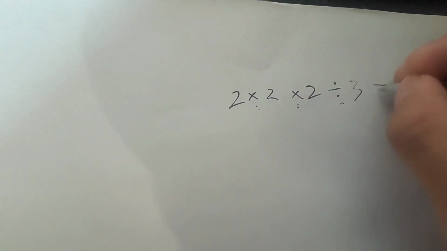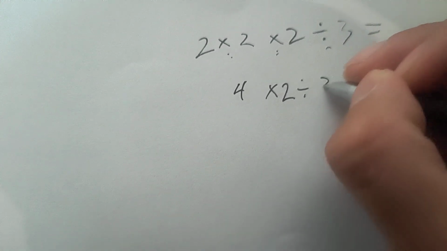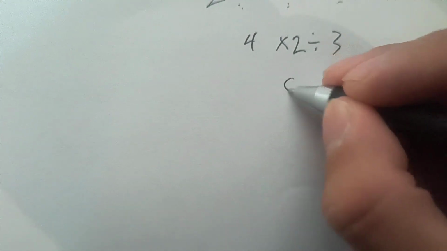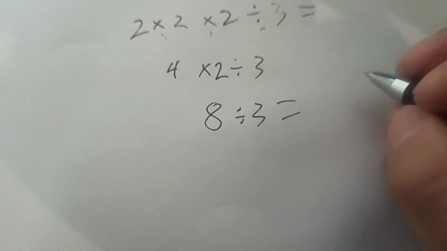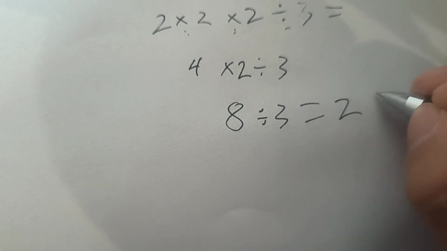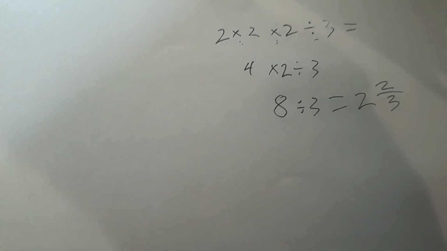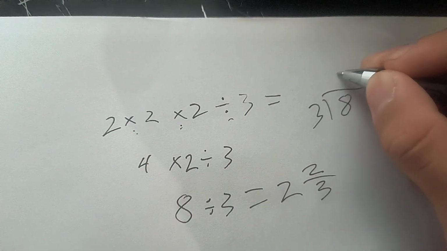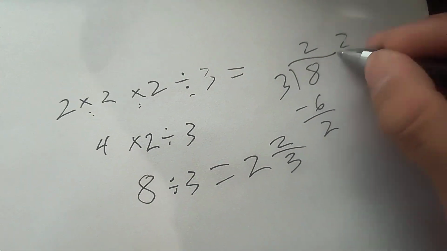Let's solve this one first. So 2 times 2 is 4. Okay, 4 times 2 is 8. And then 8 divided by 3 is 2 and 2 over 3. Okay, because 8 can go into 3 like this. And then you get this. Get 2, and then you do 2 over 3.